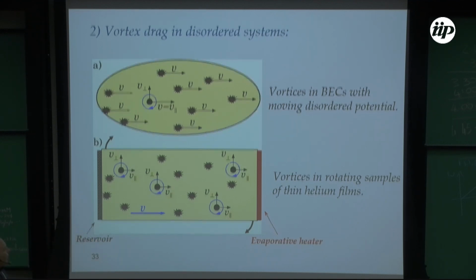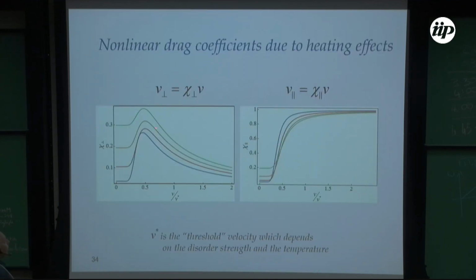And in this case, if you calculate the drag coefficient, so what is the velocity of the vortices, let's say perpendicular to the direction, when there is velocity of the superfluid V, there is a drag coefficient chi perpendicular and similarly the parallel, and you have a very, very nonlinear behavior of these drag coefficients. And it is because of this heating of vortices, because you are going to exploit these additional degrees of freedom.